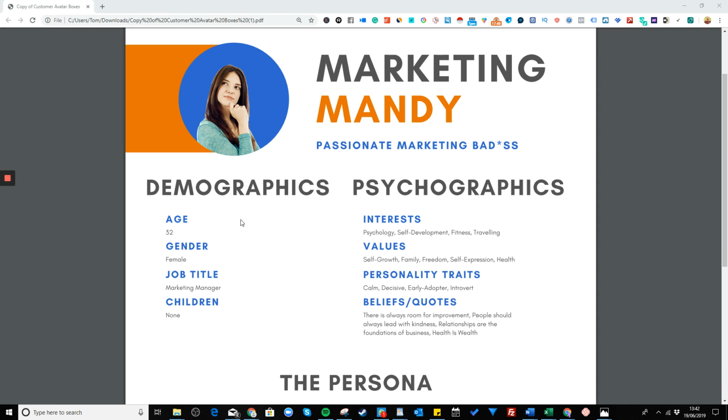You know, where are they in their life at the moment? Age, gender, job title, children. Again, this isn't necessarily to say you're only going to work with people of a certain age, but it's just to get you thinking about, okay, what challenges might they be going through at this point in their life? Do they have children? Is that going to be a potential obstacle or an issue that I need to address? It just really gets you thinking about some of these things so you can make sure your messaging is really, really clear and delivering as much value as possible.